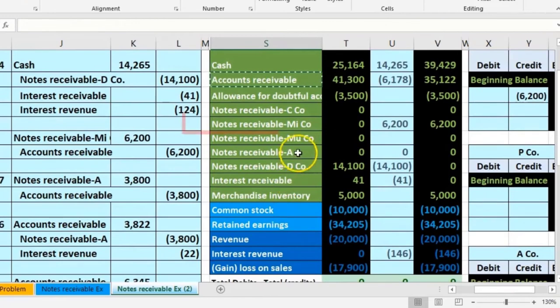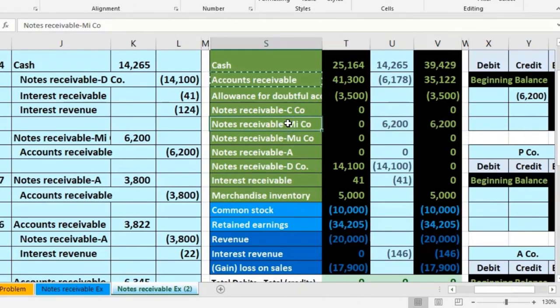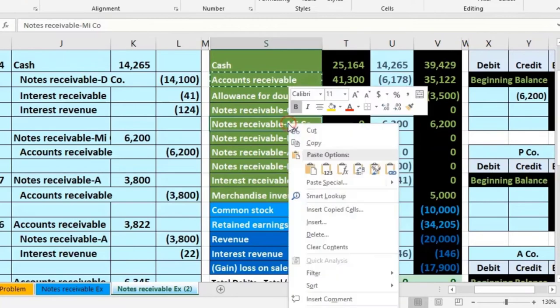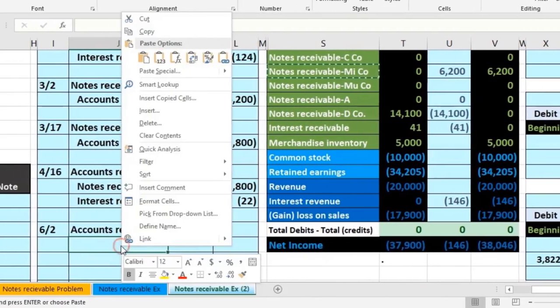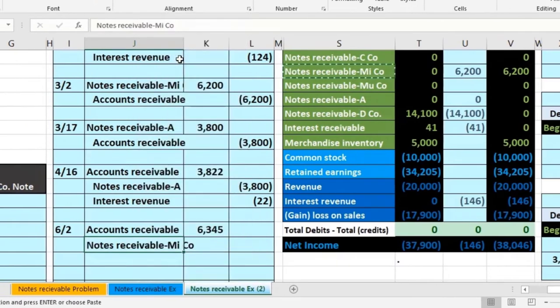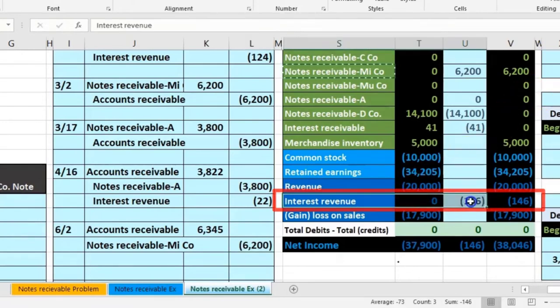We're going to take the notes receivable off the books. So here it is on the books. It has a debit balance. We're going to take it off by doing the opposite thing to it, a credit. So I'm going to put my cursor in S9, right click and copy. We're going to put that right underneath in J21, right click and paste 123. The amount then is going to be 6,200. That needs to go off the books. Credit 6,200. The difference is going to be the interest that is earned, the revenue. The revenue account here is going to be the difference.